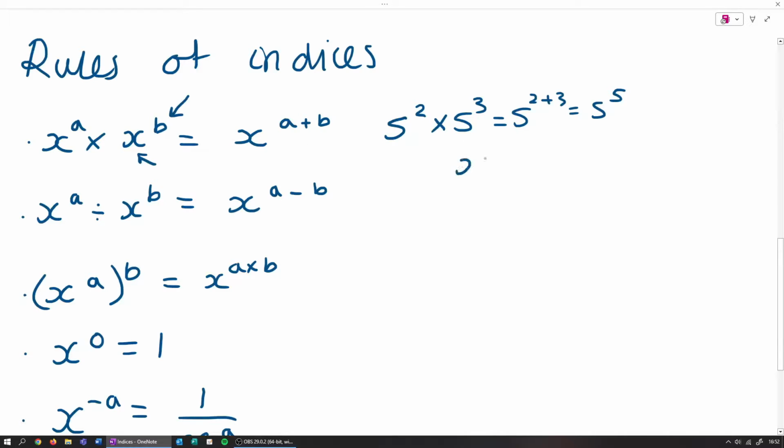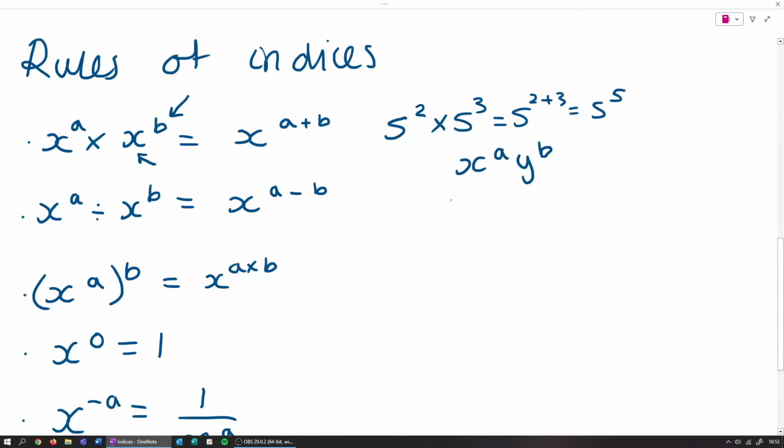This applies to letters too. x to the a times y to the b is not equal to xy to the a plus b. In this case, this is the simplest you could write that. You cannot combine anything, okay? Unless x and y were the same letter.